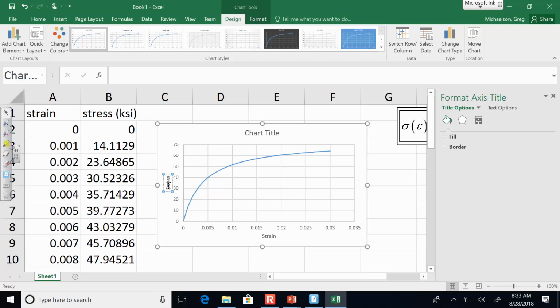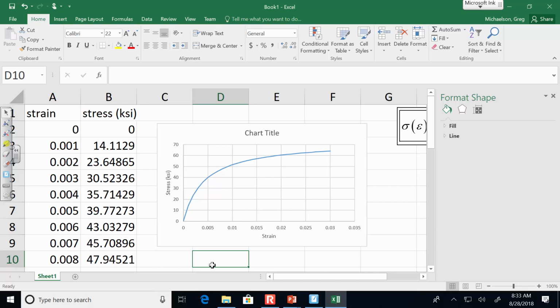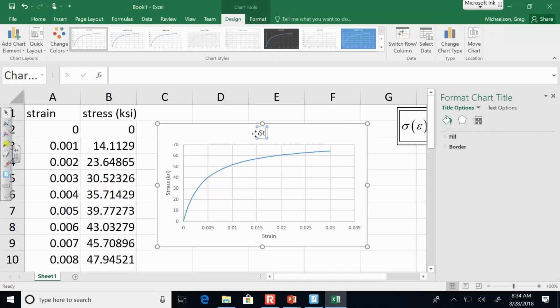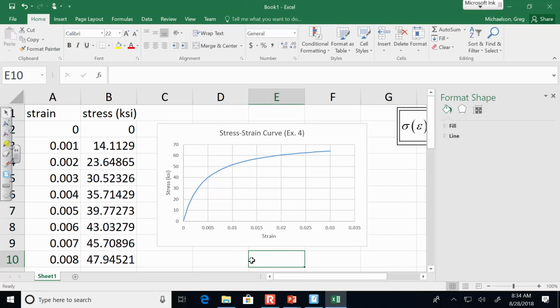Well, I do need a chart title, but what about for stress? There we go, units. Why didn't I put any units on the x-axis? There are none, yeah. Okay, you can put inches per inch if you want, but I don't think it matters. And then for chart title, we can put, you know, example 4, something like that. Not too bad, right? Pretty simple and pretty straightforward.